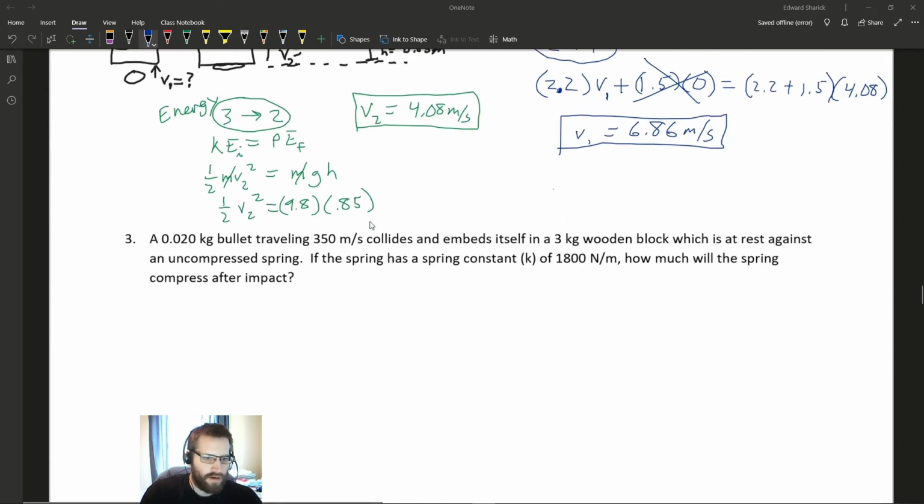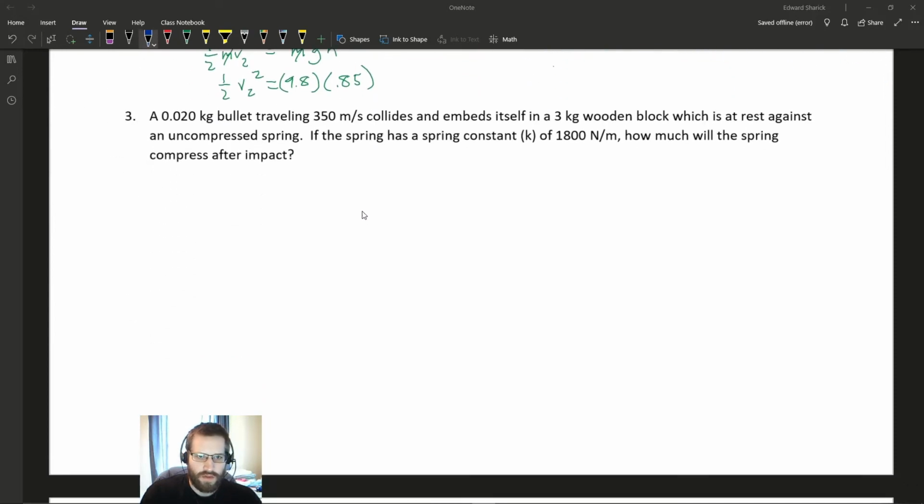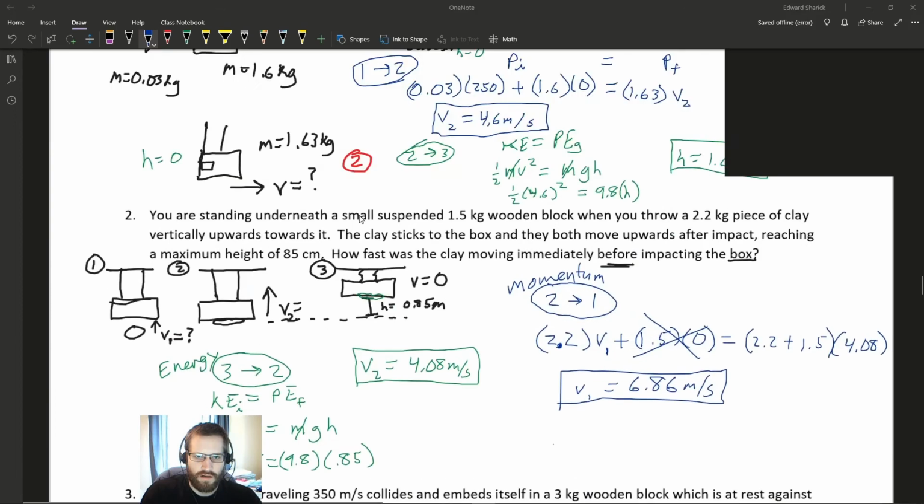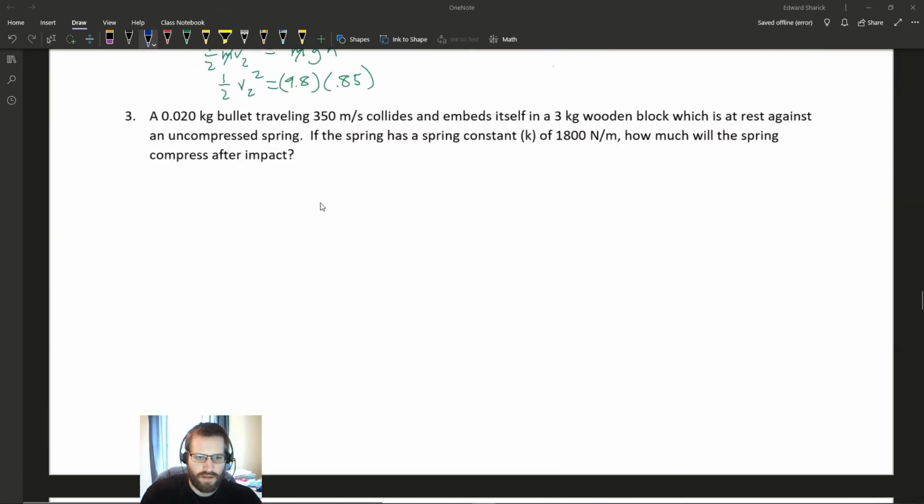So let's look at our third example here. And this one is somewhat similar to the first example, but we're going to add in spring energy now. So we're going to look at what happens if, instead of having a pendulum, we attach a block to a spring or something like that and absorb the energy that way. Basically, we were absorbing the energy in the block in terms of gravitational potential. Now let's see what happens if we absorb the energy with a spring.